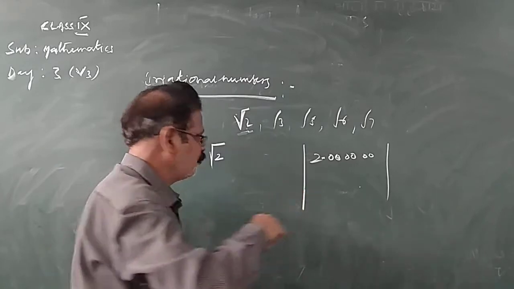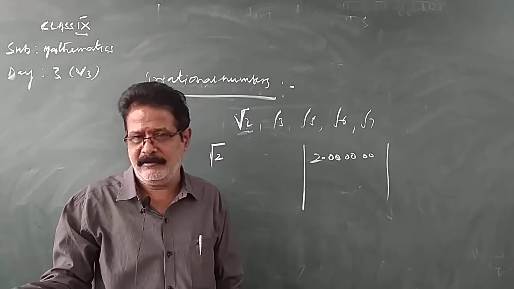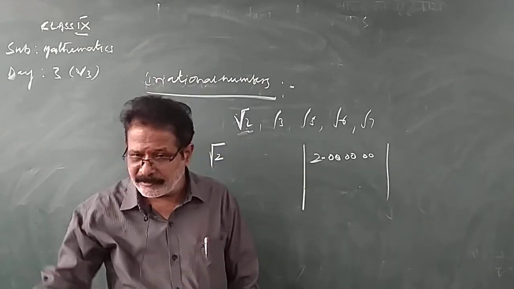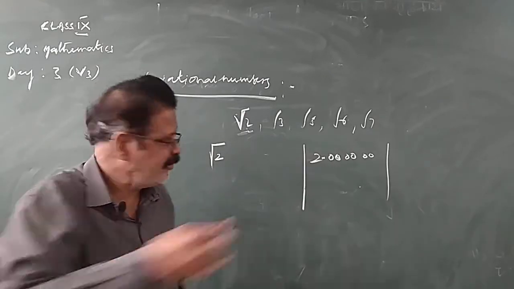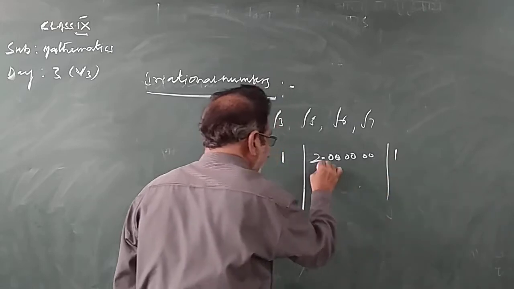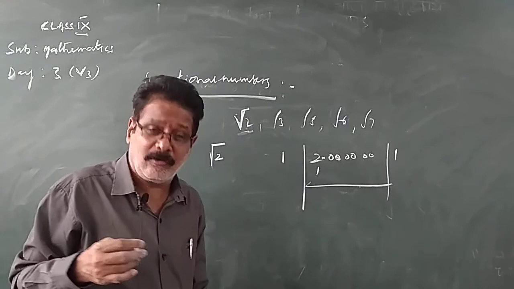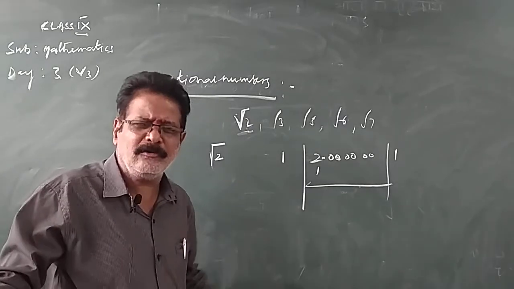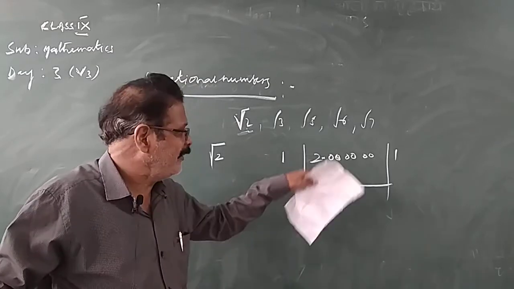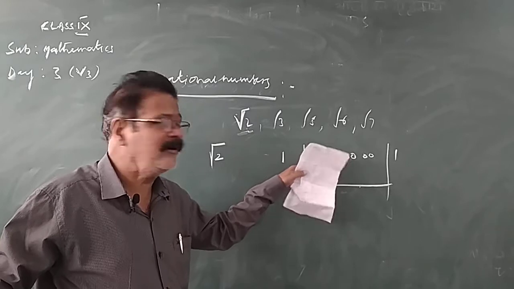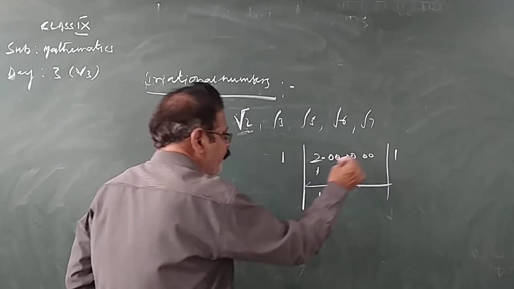Now find the square root. Take a number and multiply it by itself. Take 1, 1 into 1. If you take 2, 2 into 2 is 4, but 4 does not go into 2. So we take 1, 1 minus 1, and 2 minus 1 is 1. Why can't we take 2? Because 2 into 2 is 4 and here we have only 2. So we take 1.